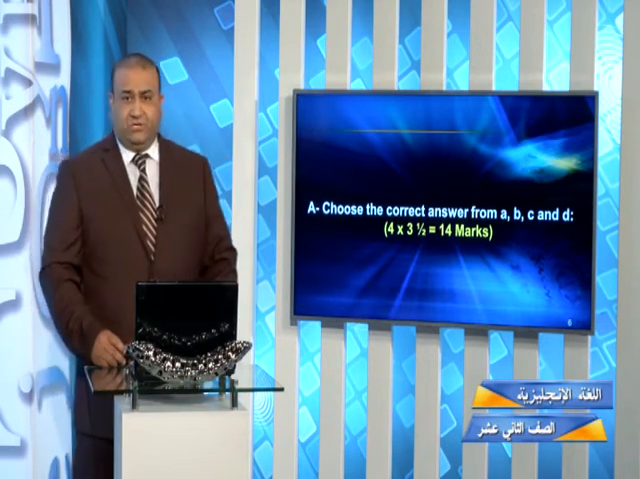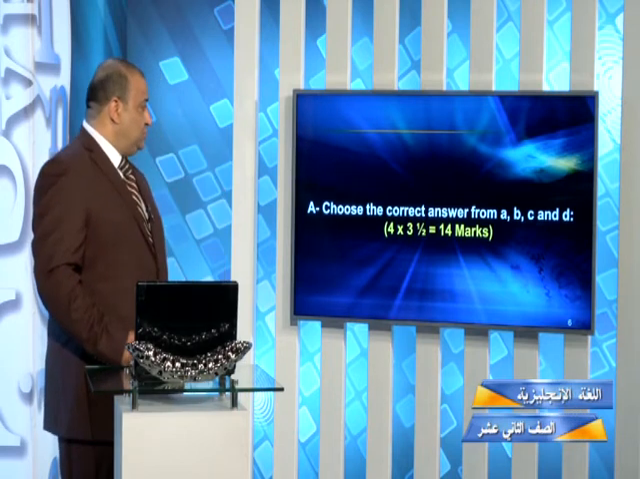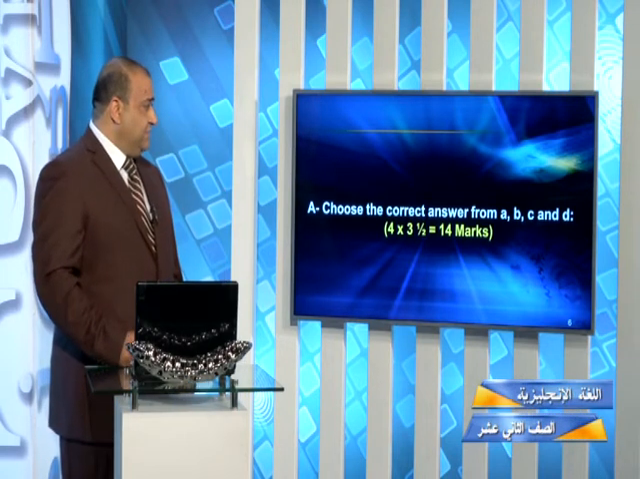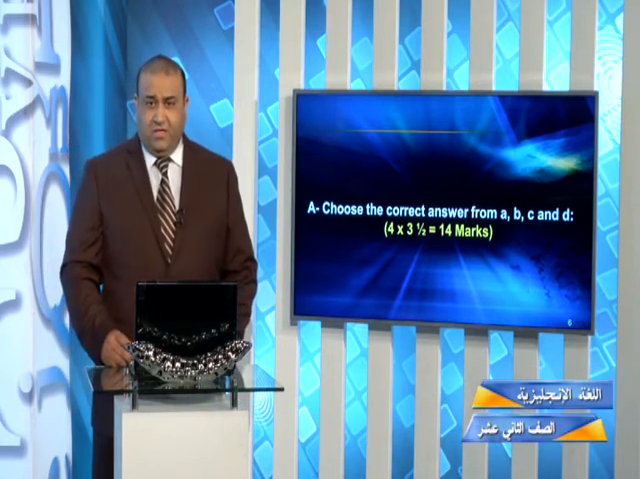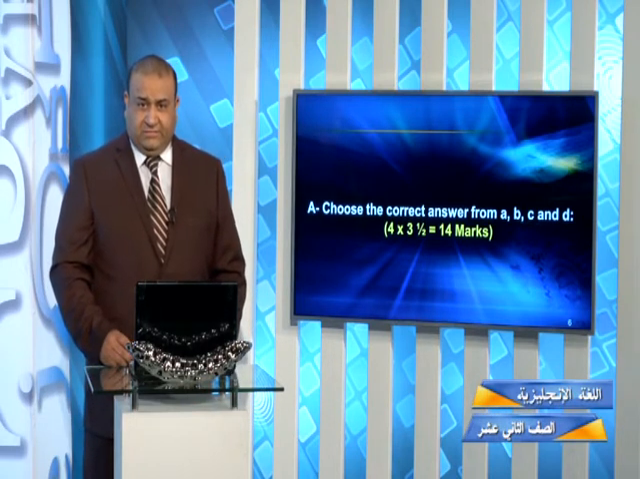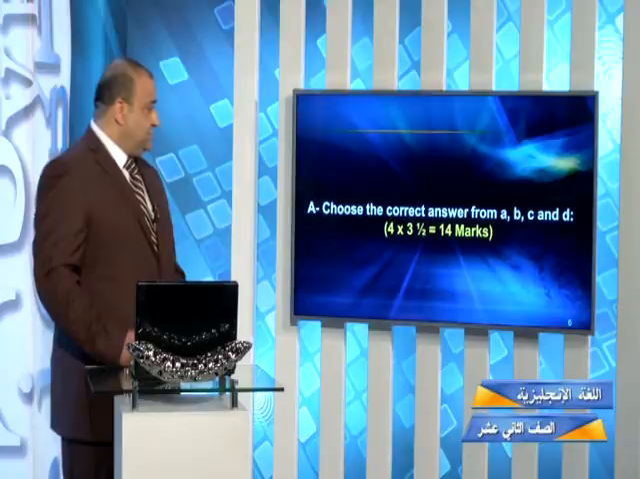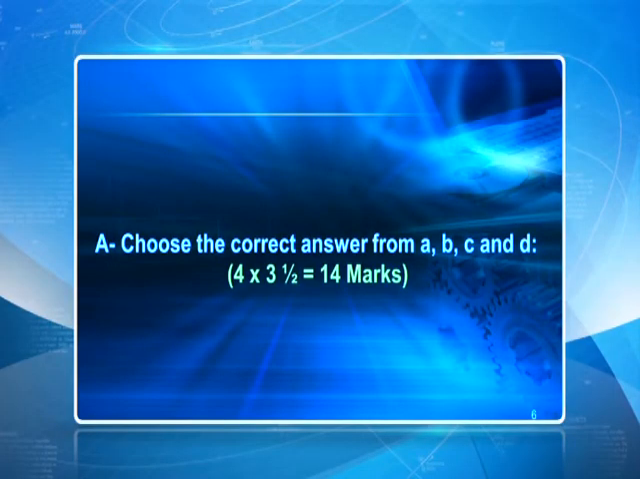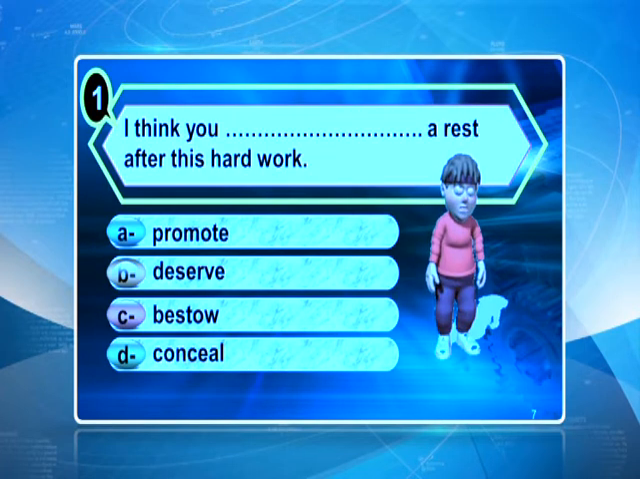The first question of vocabulary is the following. Choose the correct answer from A, B, C, and D. You are going to be provided with 4 stems. That means 4 sentences. Every correct answer will be allotted 3.5, so the total mark is 14. Let's start with the first sentence.